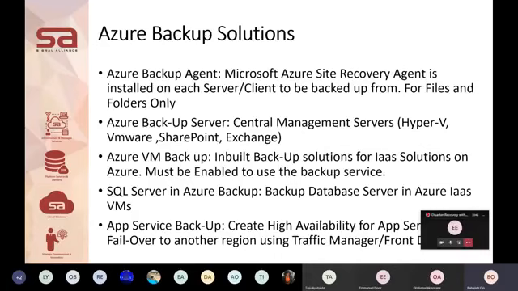For this one, you probably have your central management servers, which is either Hyper-V, VMware. It could also be SharePoint or Exchange. In that one, you set up your Azure Backup solution on the central management server, and it's going to be able to pull information from every other server that is attached to that central management server.